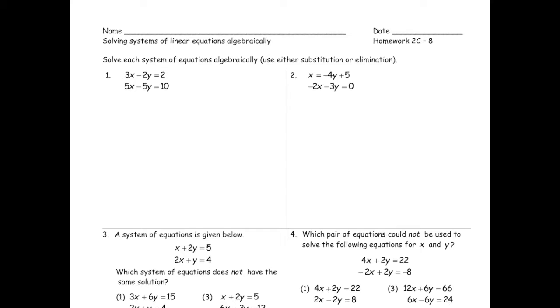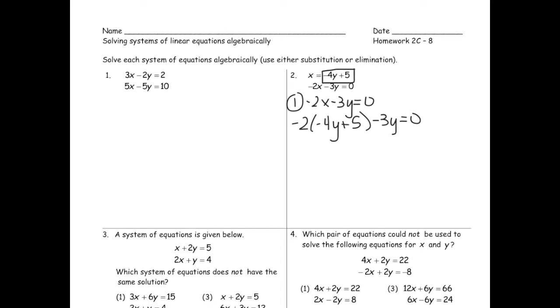Alright, so number 2. x equals negative 4y plus 5, and we have negative 2x minus 3y equals 0. So you guys see how this one is better suited for substitution, because we already have x equals negative 4y plus 5. So now my first step is to take negative 2x minus 3y equals 0 and substitute in wherever I see x, I am going to plug in negative 4y plus 5 minus 3y is equal to 0.